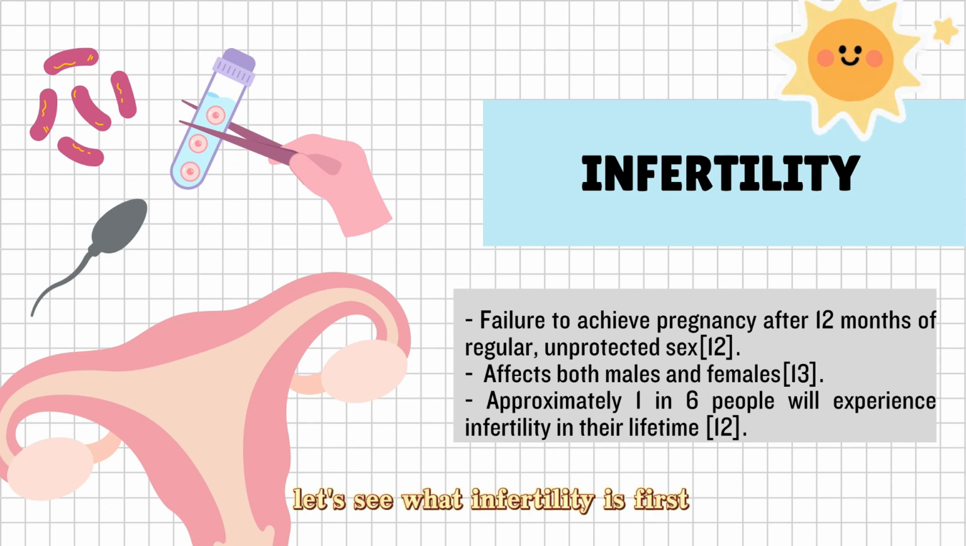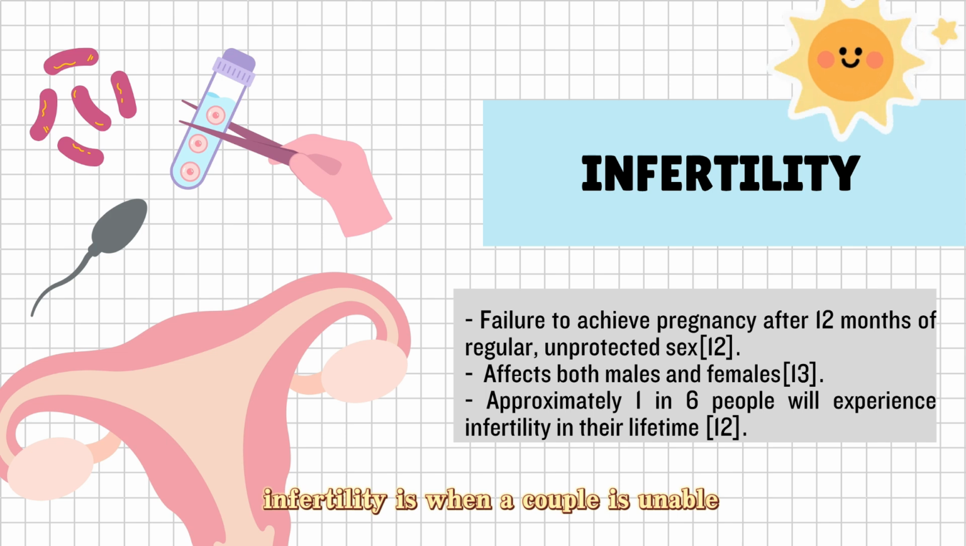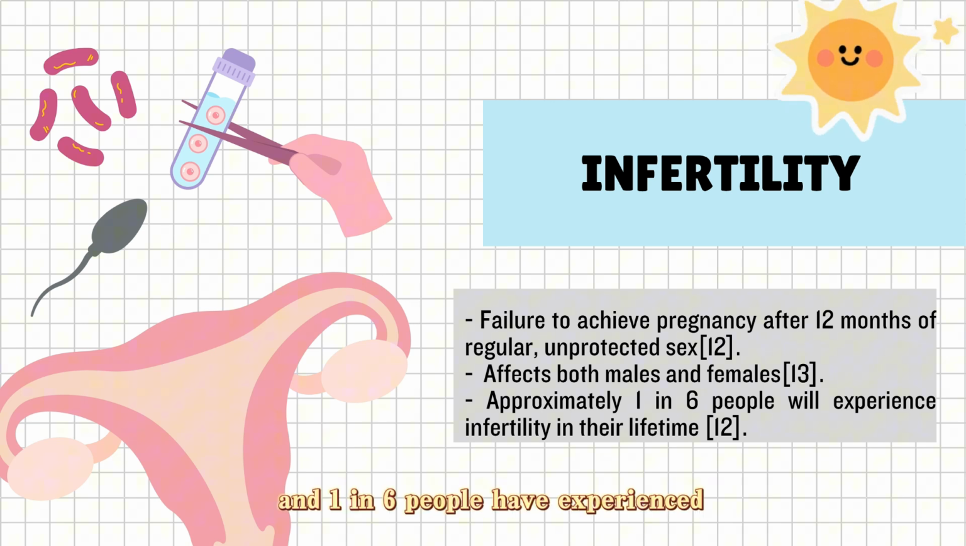Let's see what infertility is first. According to the definition, infertility is when a couple is unable to get pregnant after a year of regular unprotected sex, and 1 in 6 people have experienced infertility in their life stage. It can affect both males and females.